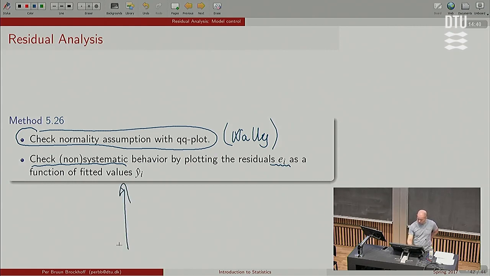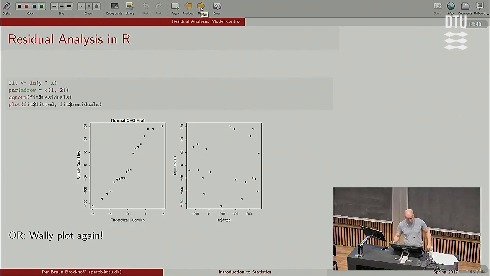So we're going to, let me check here. Did I bring one, or should I just play with these ones? Here we are. Of course, I brought one. Or Wally plot. There we are. I don't do Wally today. You can play with Wally yourself. But here we are. I do QQ norm on the residuals.